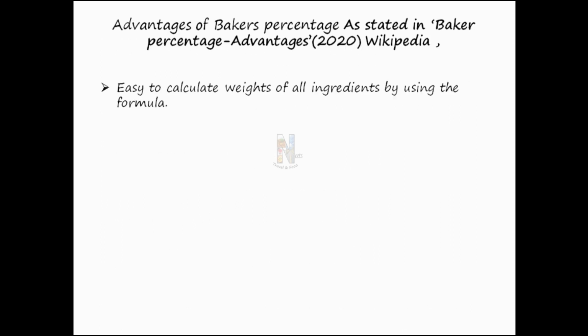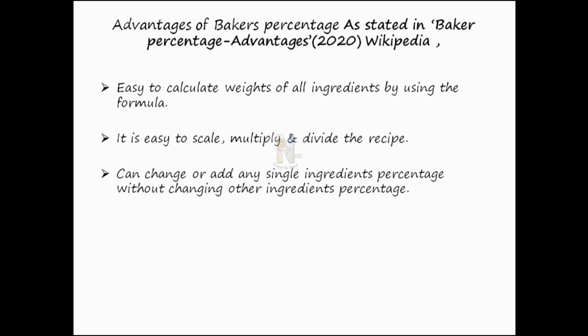Advantages of baker's percentage. It is easy to calculate the weights of all ingredients by using this formula. It is easy to scale, multiply and divide the recipe. One can change or add any single ingredient's percentage without changing other ingredients' percentages. And it helps to determine the final weight of the cake.